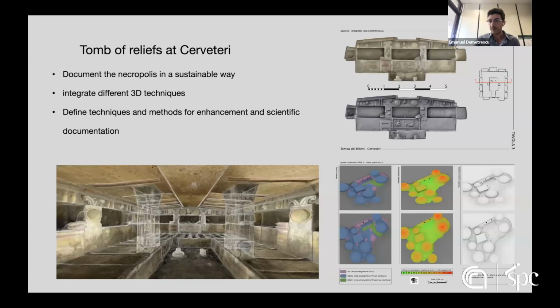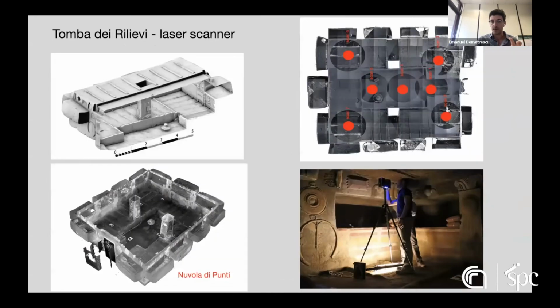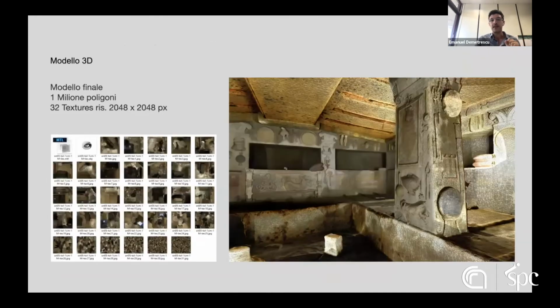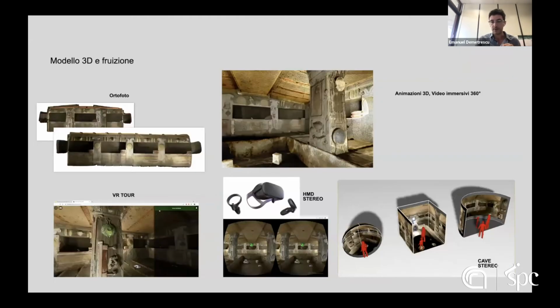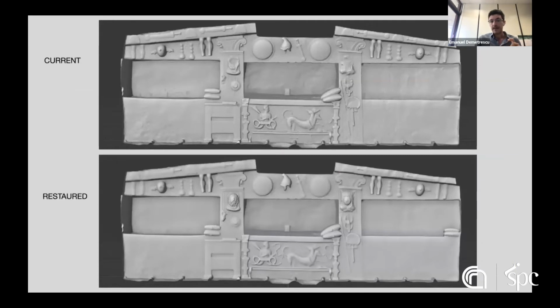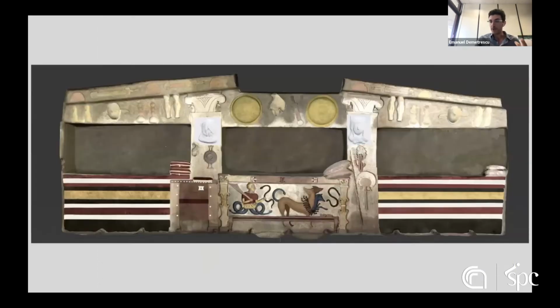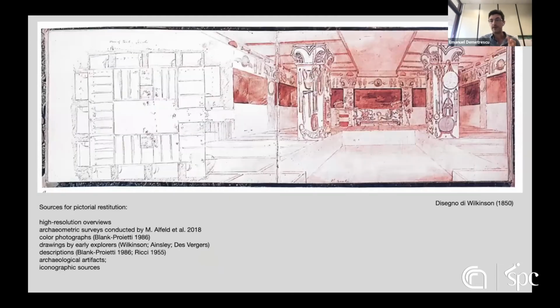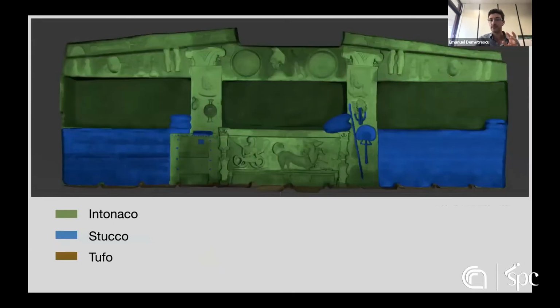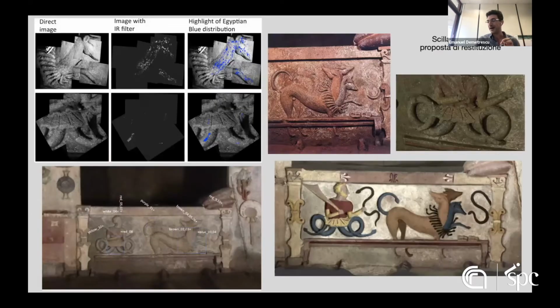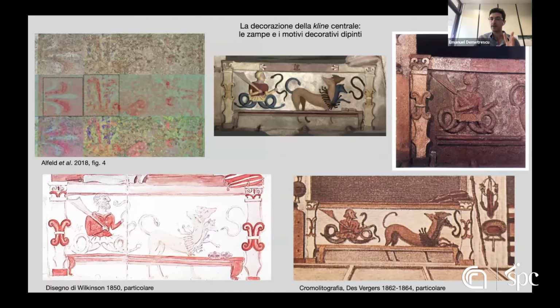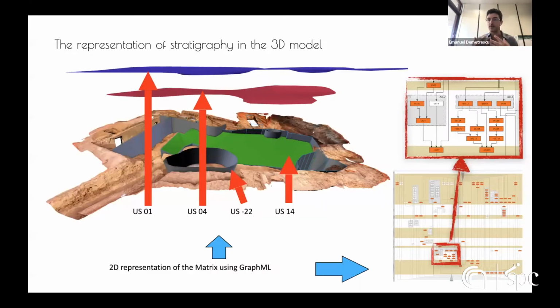An example is the Tomb of the Relief Observatory, where we made a 3D model of the tomb with a laser scanner, obtaining a digital replica of this very incredible site, and making also some reconstruction hypotheses about the color, about the shape, using different kinds of sources, images, analysis of the surface, and so on and so forth. So different sources combined to create the final reconstruction. The reconstruction is a moment of study.